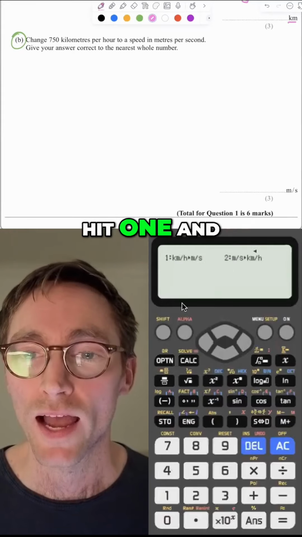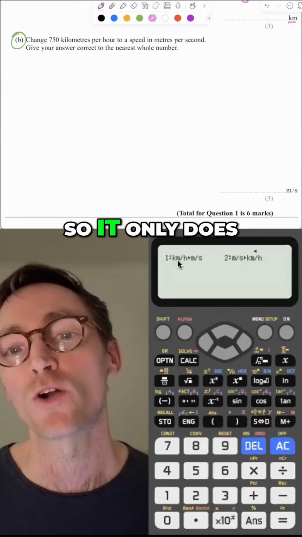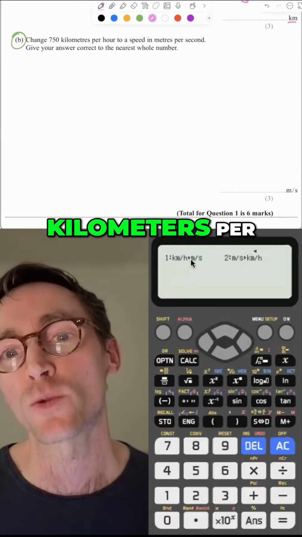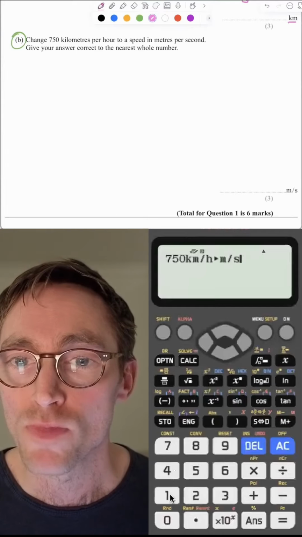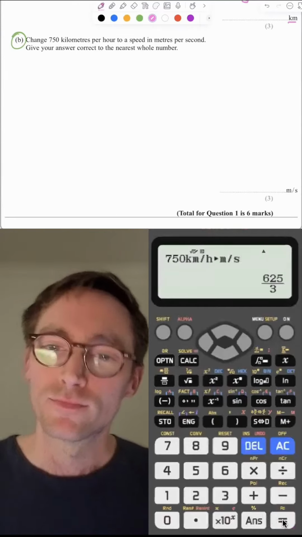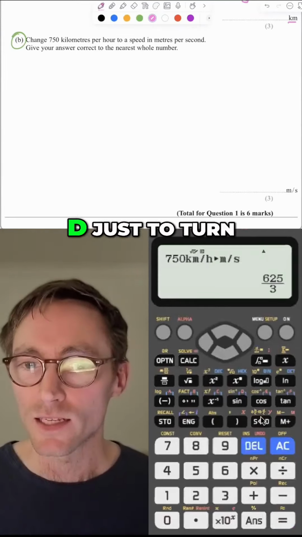So we're going to hit 1. And these are all the ones that it does. So it only does kilometers per hour to meters per second, or meters per second to kilometers per hour. This is kilometers per hour to meters per second. So it's number 1. So what you do is you hit number 1, you hit equals. There we go. We hit S to D just to turn it into a decimal. And there we go. That's the final answer.